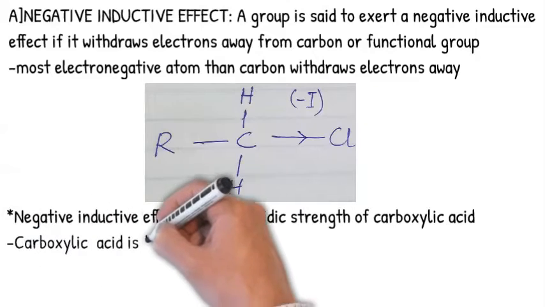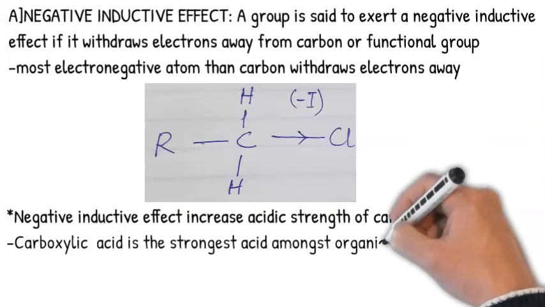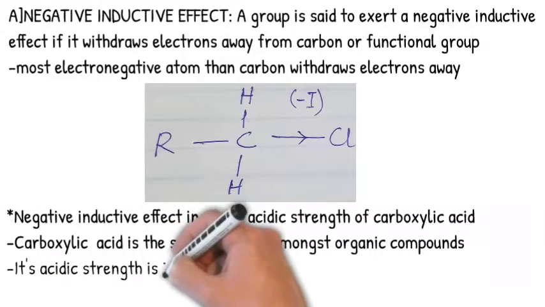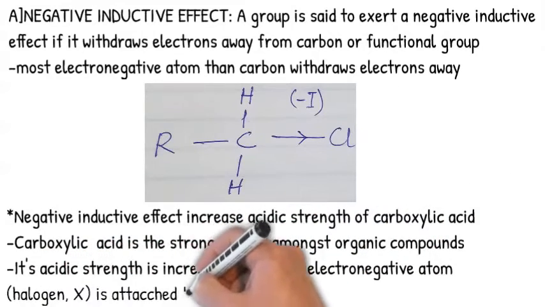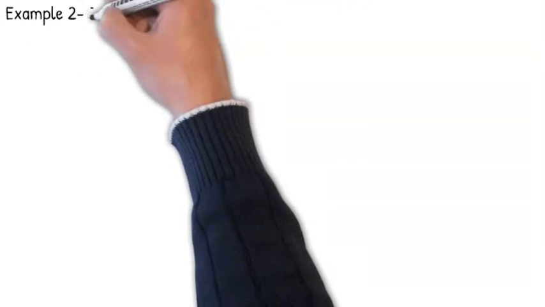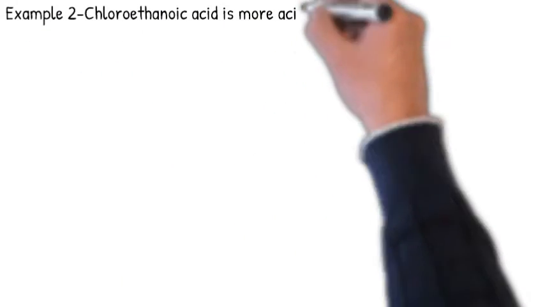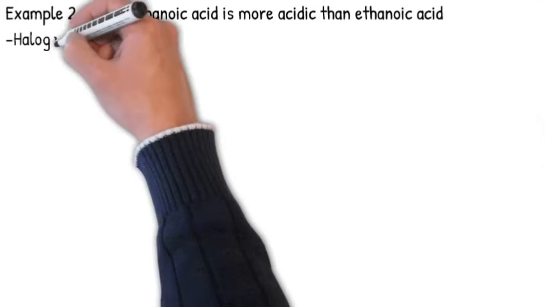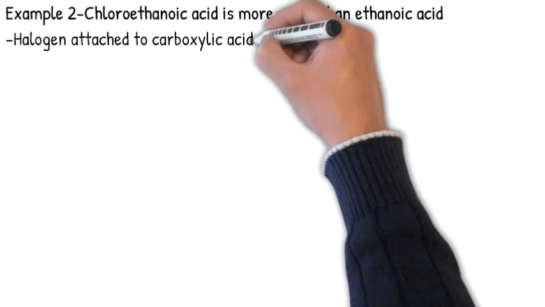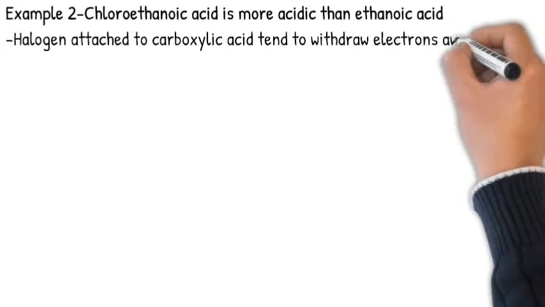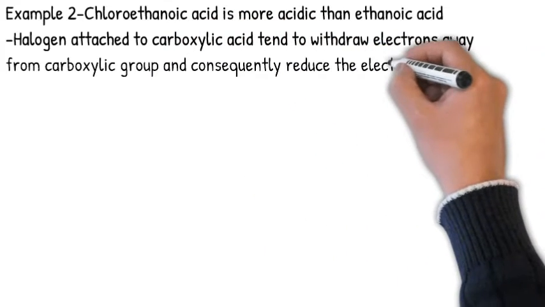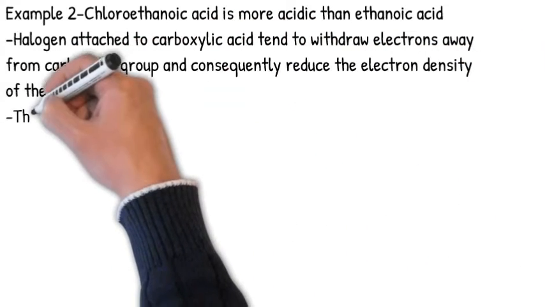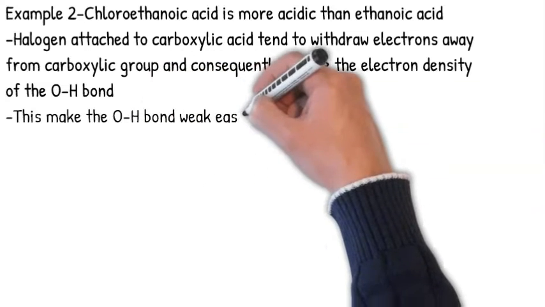Carboxylic acid is the strongest acid amongst organic compounds. Its acidic strength is increased when a highly electronegative atom, halogen X, is attached to it. Example: 2-chloroethanoic acid is more acidic than ethanoic acid. Halogen attached to carboxylic acid tends to withdraw electrons away from the carboxylic group and consequently reduces the electron density of the OH bond. This makes the OH bond weak, easy to break.